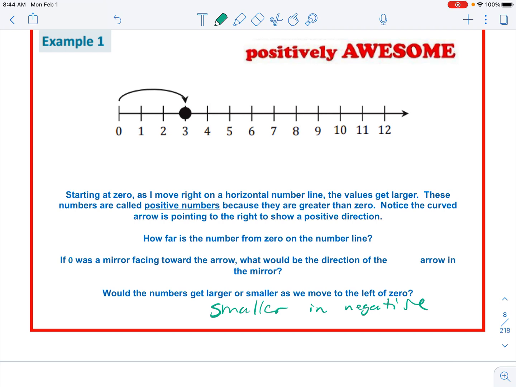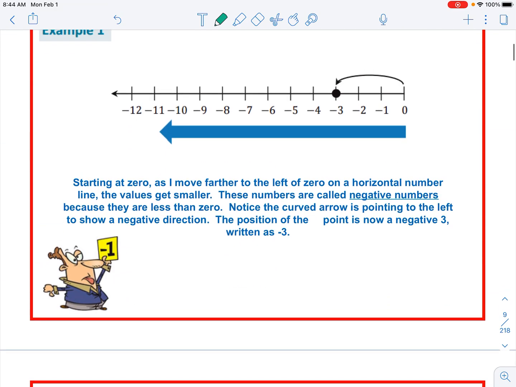Okay, so as we look at this, it would be to the left. So what this is saying is, as you move to the right of 0, you're going to get bigger numbers. As you move to the left of 0, you're going to get smaller numbers. Starting at 0, as I move farther to the left of 0 on a horizontal number line, the values get smaller. These numbers are called negative numbers because they are less than 0.